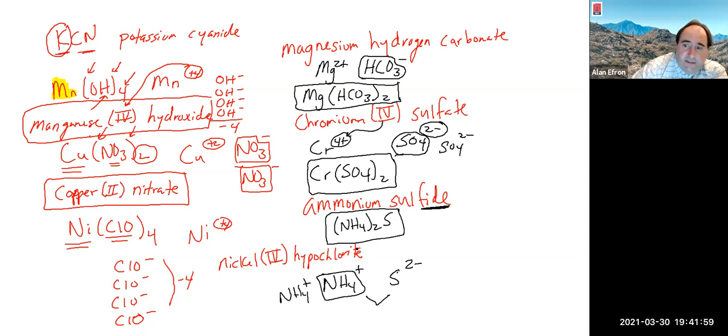Any questions on polyatomic ions, how to handle them? Hopefully you can see that, for the most part, because they're mostly negative, they essentially follow very similar rules to type 1 or type 2 compounds. Any questions on that there? Okay.